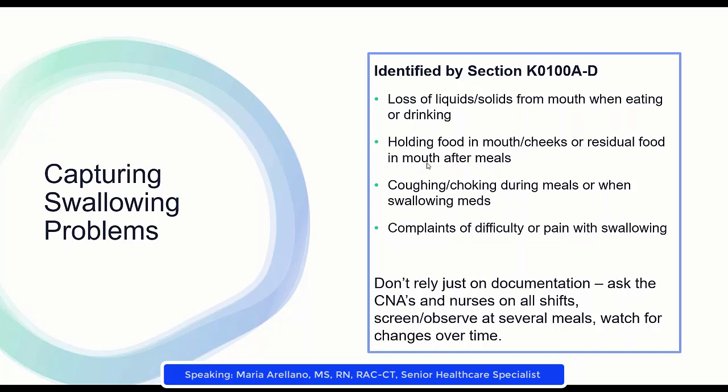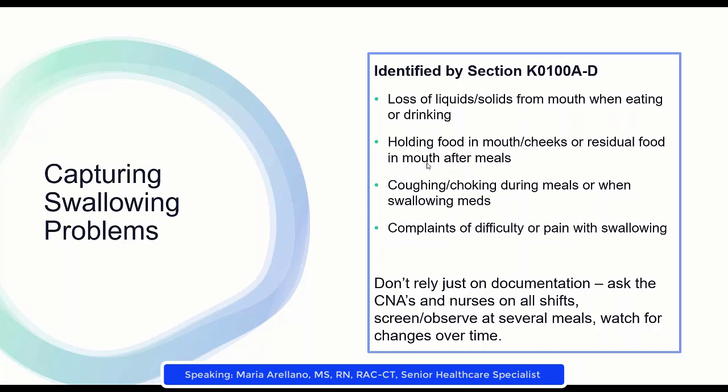Did you notice any losing of fluids when they were drinking, either liquids or solids? When you take them back to the room, have you found food remnants still left in their mouth? Maybe during meal pass, asking all 3 shifts, or if you're giving meds, are they choking when trying to swallow their meds, or sputtering at meals?